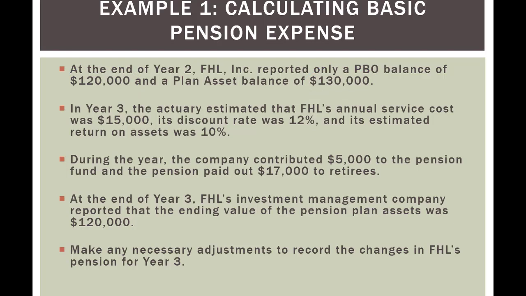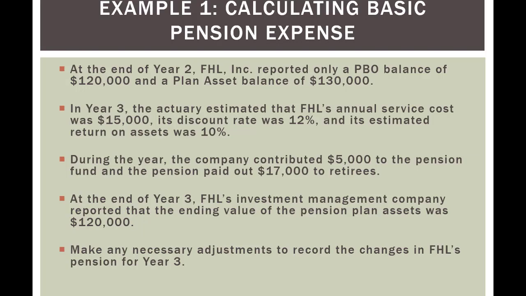In year 3, the actuary estimated that our annual service cost was $15,000. Again, that changes based on how my employees have served or worked for me during the year. Our discount rate is 12%. That's what helps me make that adjustment from present value to future value that I'll actually have to pay out. And FHL's estimated return on assets will be 10%. During the year, the company contributed $5,000 to the fund, and the plan paid out $17,000 to retirees. At the end of year 3, the investment management company reported that the ending value of the pension plan assets was $120,000. So these are all the numbers we need to know to do a basic pension expense calculation.